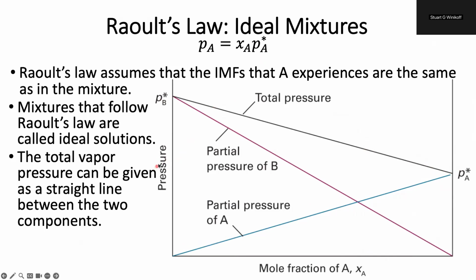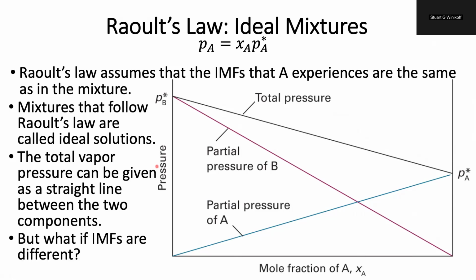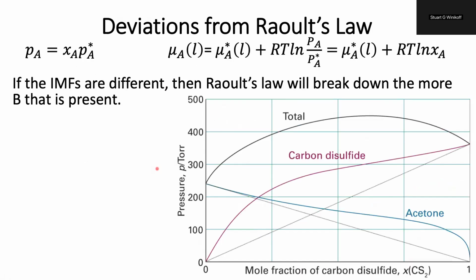The problem is, what happens if the intermolecular forces between the two systems are different? Well, it turns out in this case, we get deviation from Raoult's law. And it turns out Raoult's law will tend to break down the more of the solute I have present. So for example, let's take a look at this idea in terms of a mixture of carbon disulfide and acetone. If I have pure acetone, I'll have the vapor pressure of pure acetone.